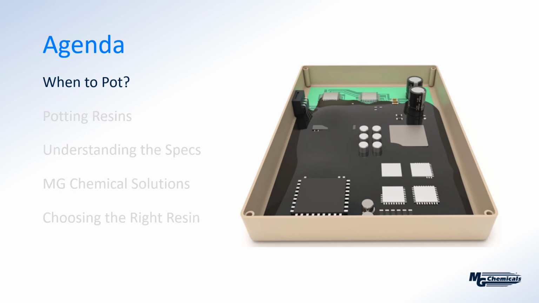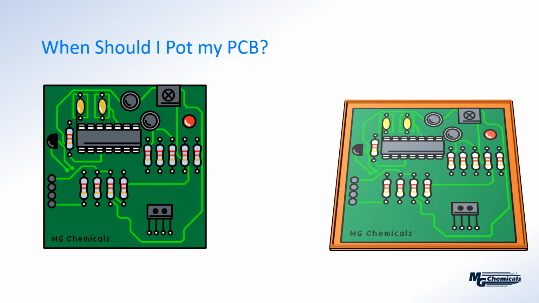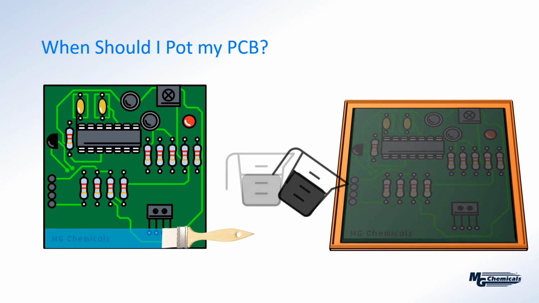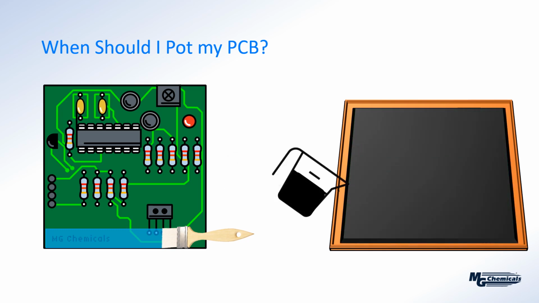Okay, so situation one is when do you need to consider potting? So let's consider two situations. On the left, we have a circuit board, and on the right, we have the same circuit board. Now it is housed within an enclosure. Okay, so in option one, we can conformally coat the board, or option two, we choose to pot it or encapsulate it. So where do the two options line up?